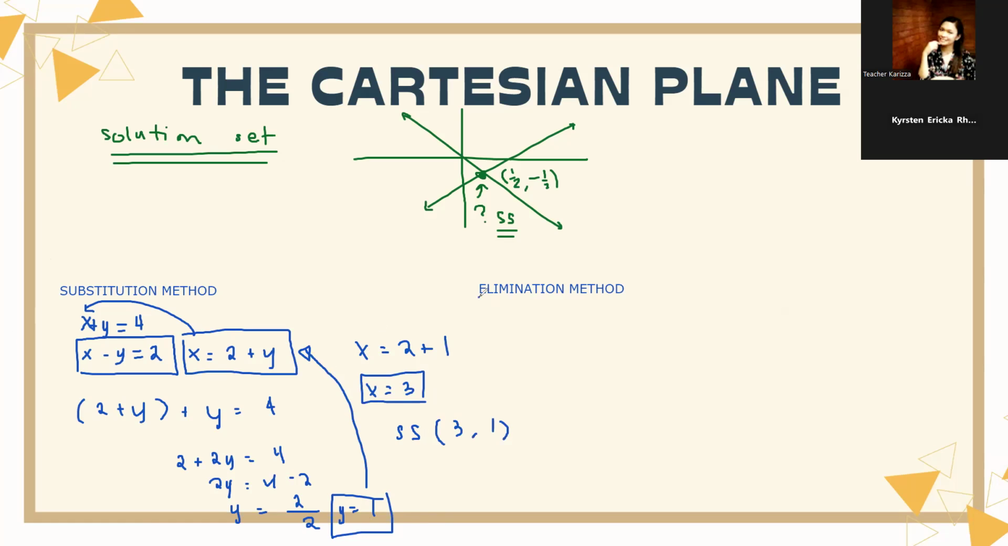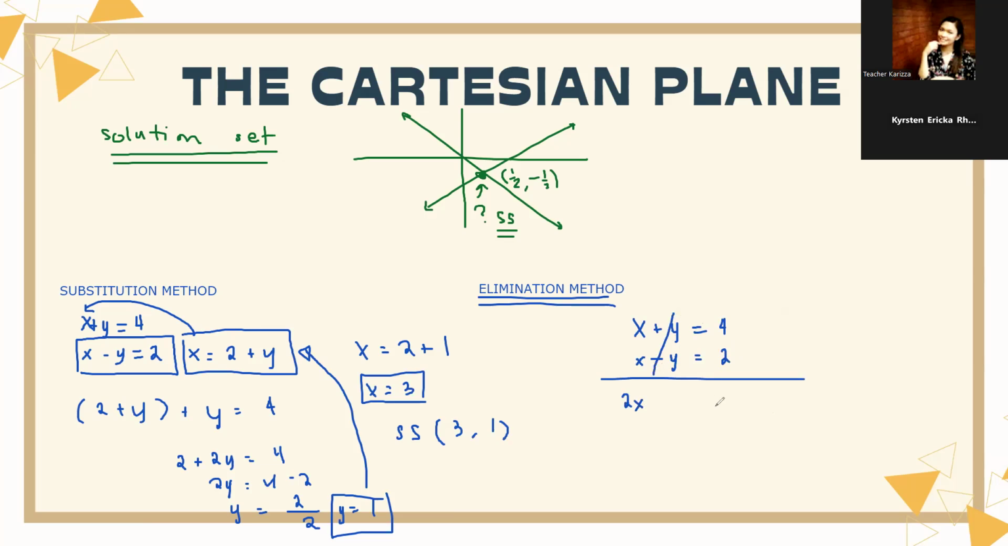Opo. Now let's try the elimination method. For this one, this is my preferred method lang din because it's the fastest. So you just simply write your equations. We have x plus y is equal to 4. We have x minus y is equal to 2. And then just add them.